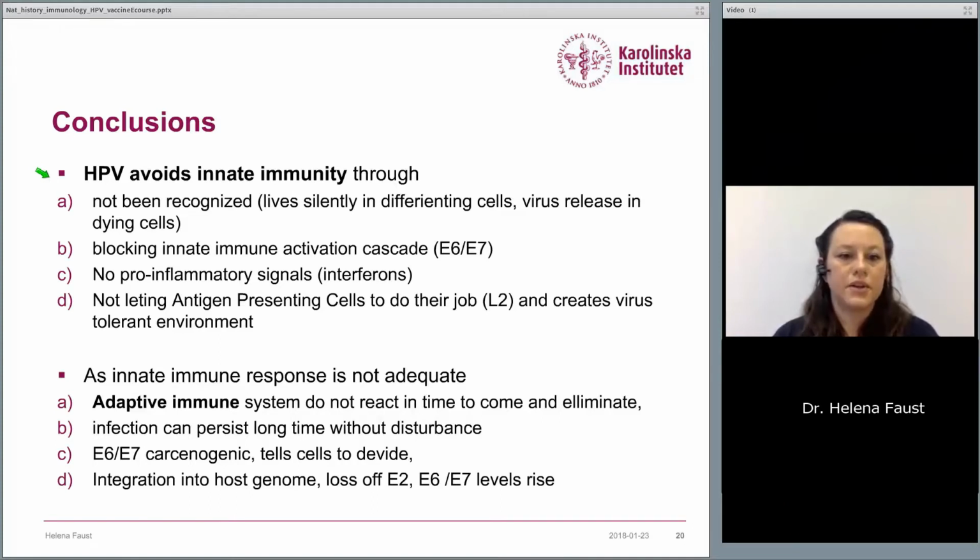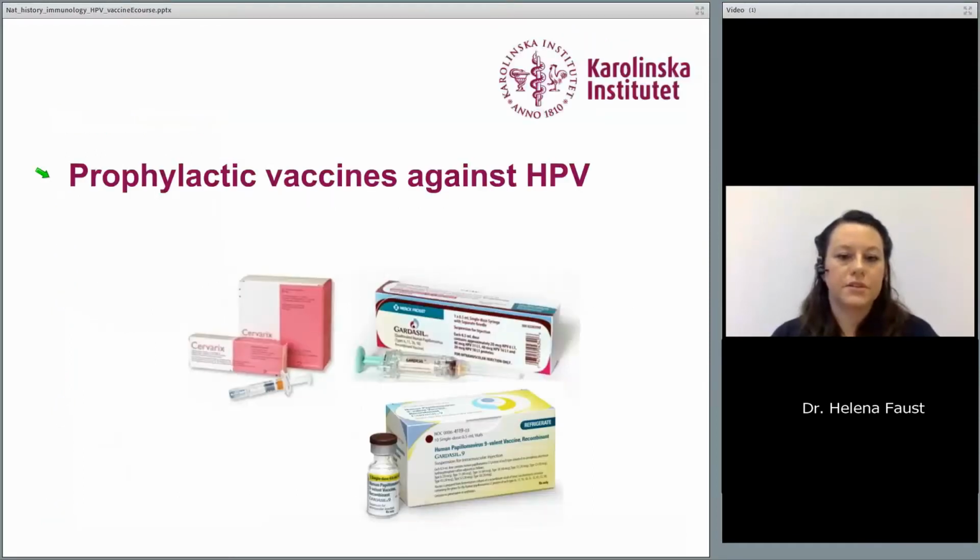cells to divide continuously, and integration into the host genome happens very often, which often causes loss of the E2 gene, which regulates E6 and E7 expression, and therefore E6 and E7 expression often rises after the integration event. Then it's already too late after the integration event for the immune system to do anything. This is fatal damage and will cause cancer development.